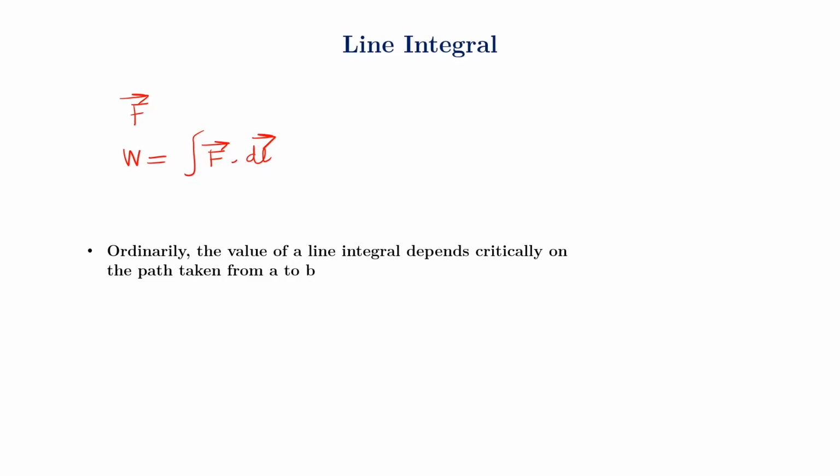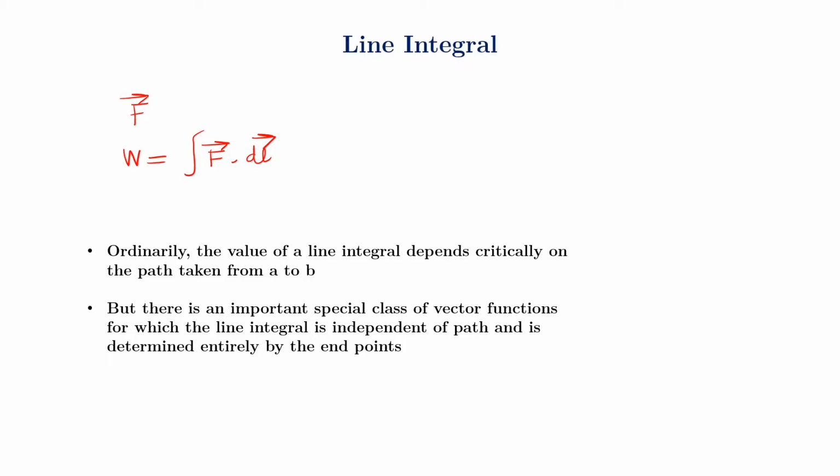The most familiar example of a line integral to a physicist is the work done by a force F. This is given by W equal to integral F dot dl. Ordinarily, the value of a line integral depends critically on the path taken from A to B. But there is an important special class of vector functions for which the line integral is independent of path and is determined entirely by the end points. A force that has this property is called conservative.